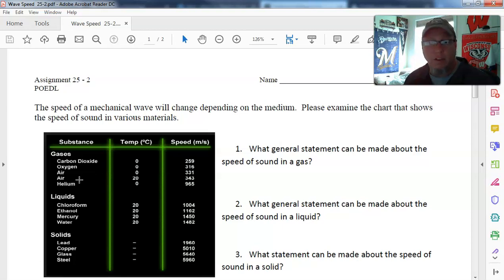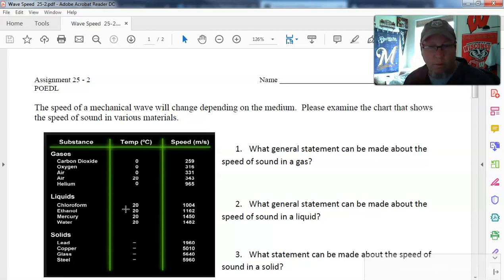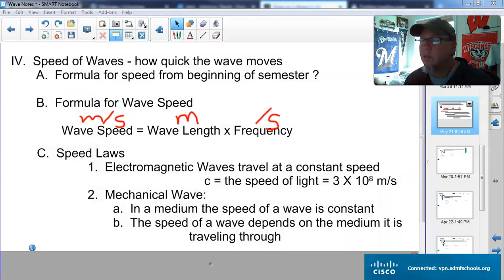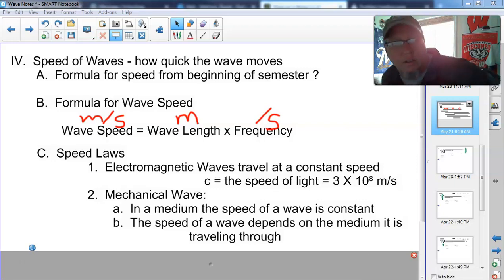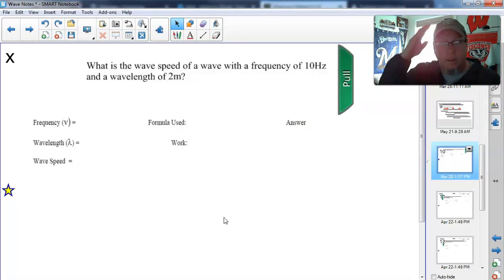And it's always going to be that. If you're talking about air at 20 degrees, it's always going to be that value. If you're talking about chloroform at 20 degrees, it's always going to be that value. So as long as you have a medium, it's always going to be the exact same number all the time. Let's do a sample problem just so you understand how this kind of works and how it all plays together, and when we go through and do it.